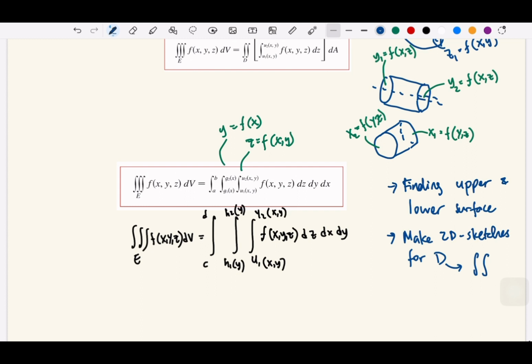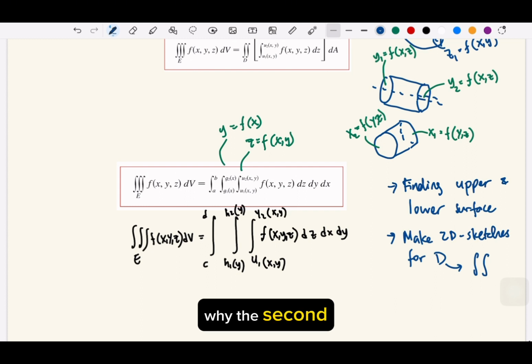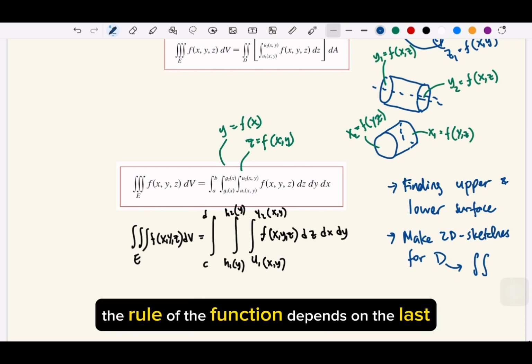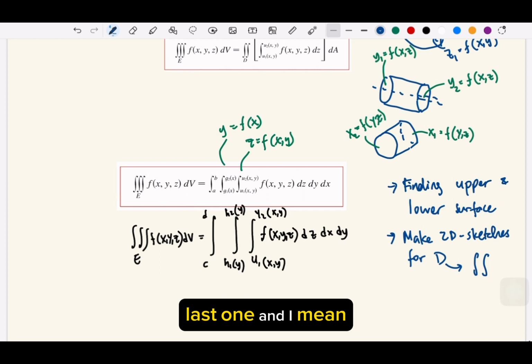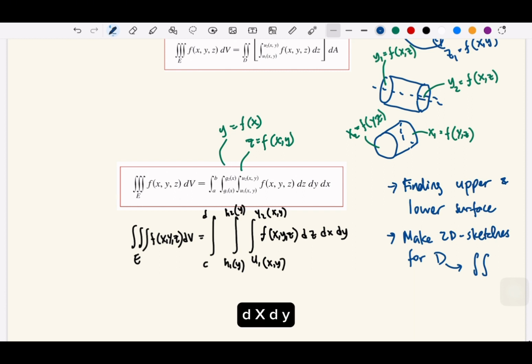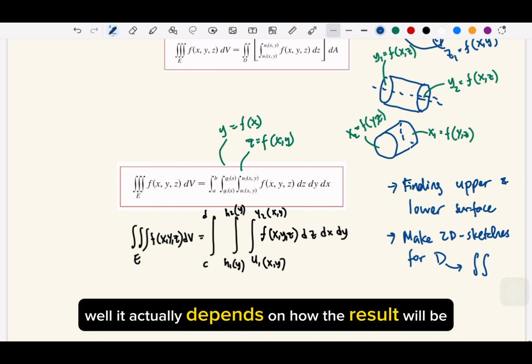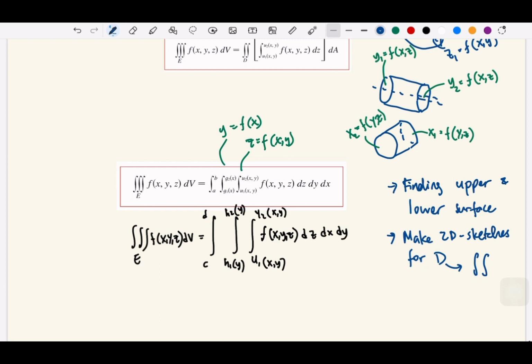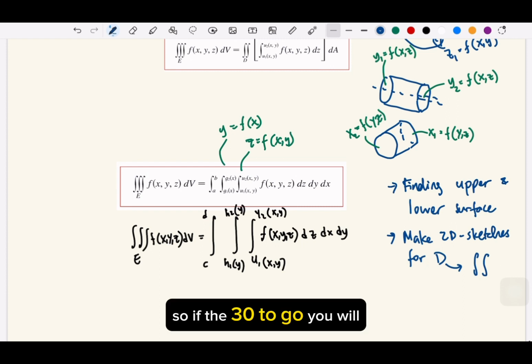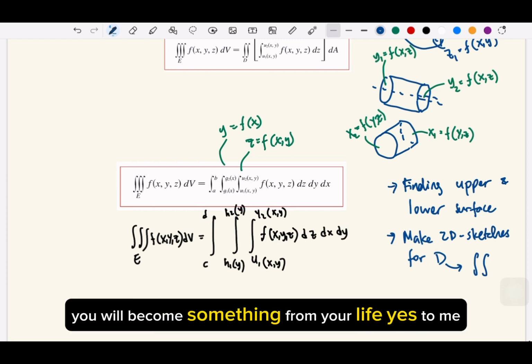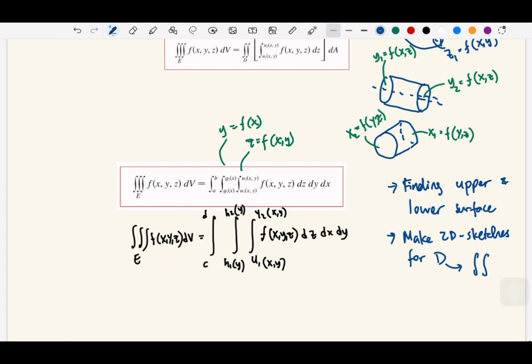This is different cases. Yeah, I mean, why does the second integral of the function depend on the last one? I mean, dx, dy, and how do I put it? Well, it actually depends on how the result will be here. So if the third integral, it will become something of a function of y. Yeah, it should be.